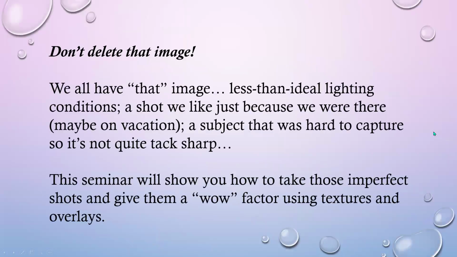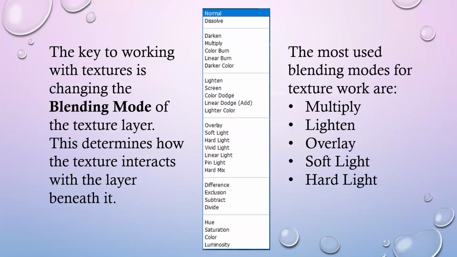I always say, don't delete those images that are maybe not so perfect. Maybe they were taken in less than ideal lighting conditions, or a shot that we like because we were there on a vacation, or somewhere you can't get back to easily. So maybe it's not quite tack sharp or perfect. Tonight, I'm going to show you how you can take those imperfect as well as your perfect shots and give them a wow factor using textures and overlays.